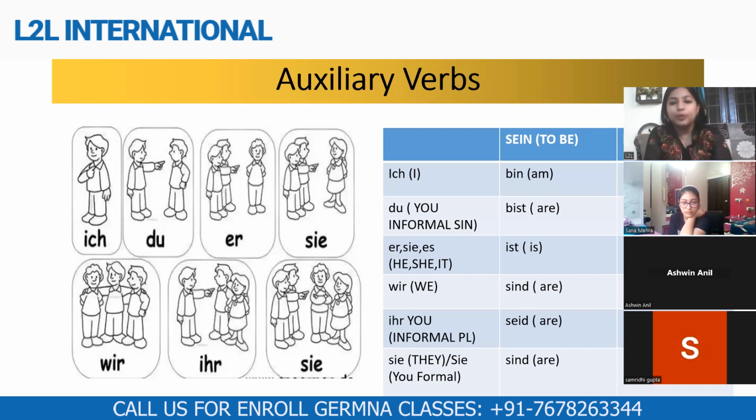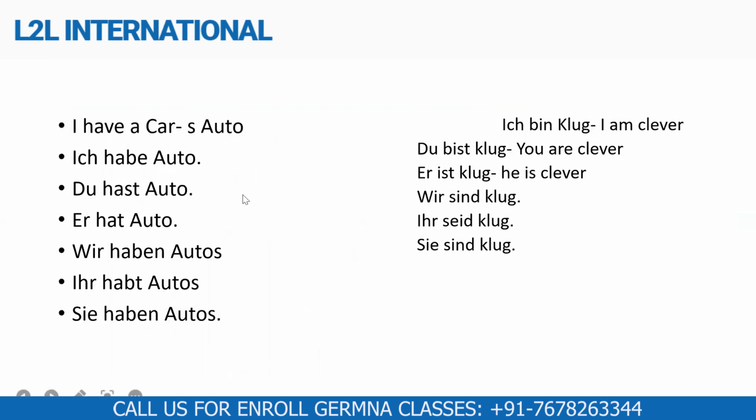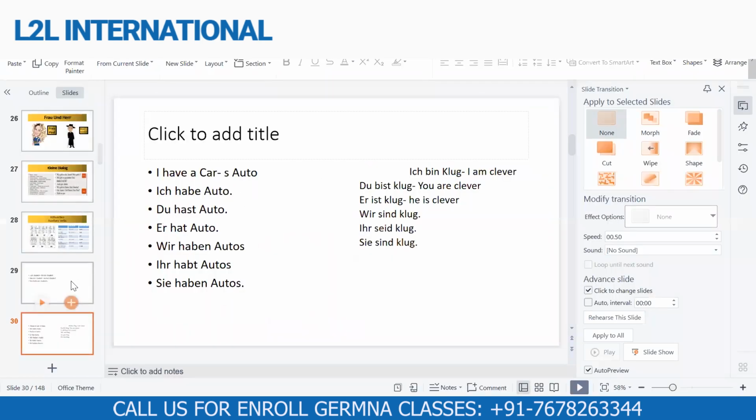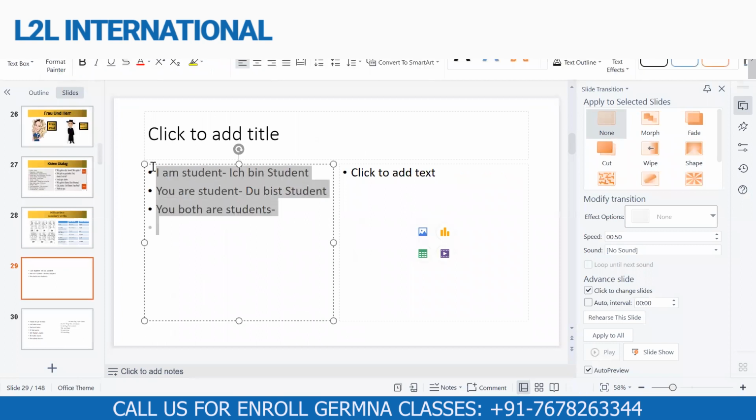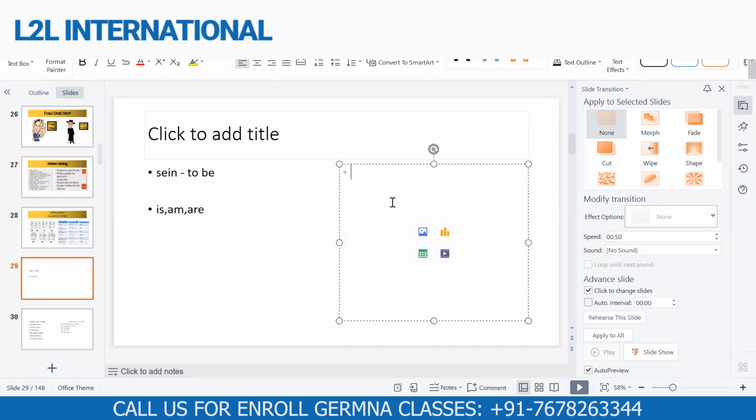Now, the second question is here. After understanding the pronouns and what they mean, we'll come to the verb. So we'll start with the most basic verbs that we have here, that is sein and haben. What is sein and what is haben? So this is the question and the answer is here. Sein means to be. To be means is, am, and are in English. Another verb is haben. Haben means has, have.